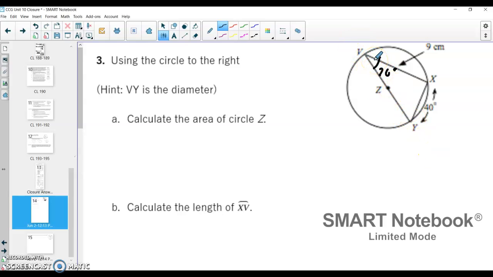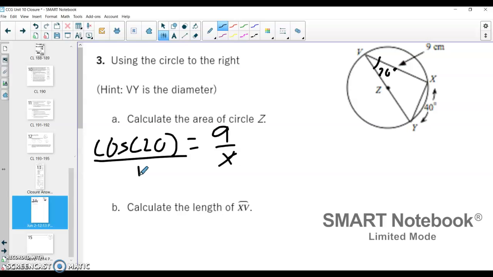The trig function we need to use is cosine because we have this 9 centimeters here that's adjacent to our angle and we're looking for the hypotenuse here. And so adjacent over hypotenuse is going to be cosine. So to get this problem going, we need to do the cosine of 20 and set that equal to adjacent over hypotenuse, which is going to be 9 over x. And then cross multiply here to solve for x.